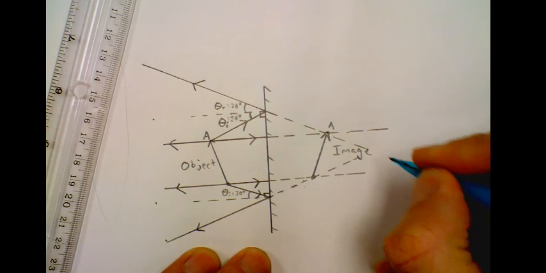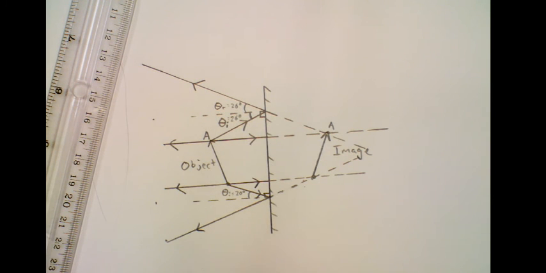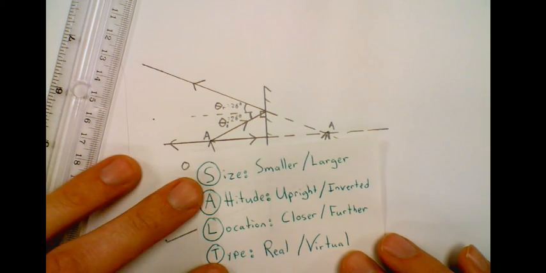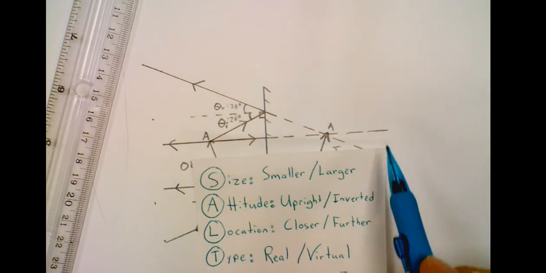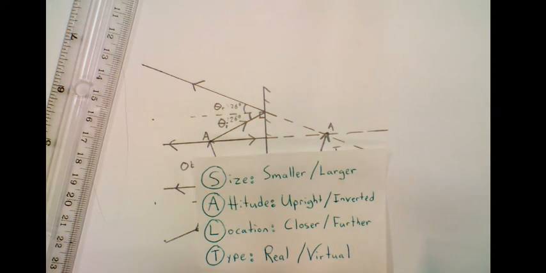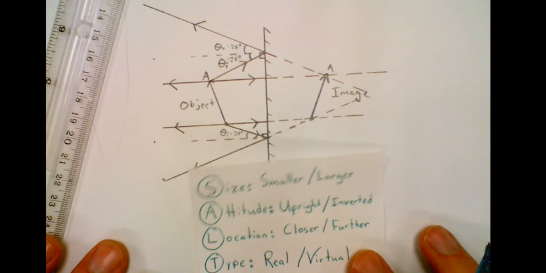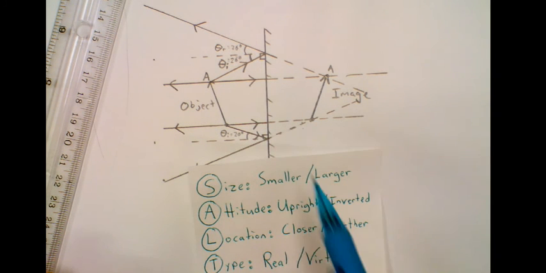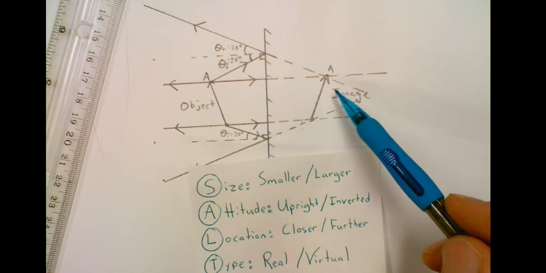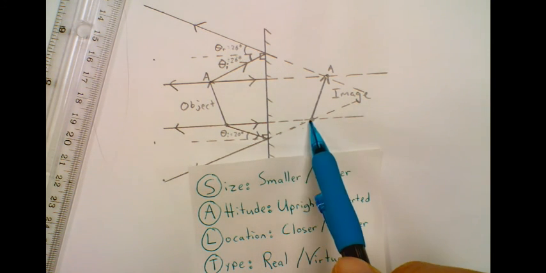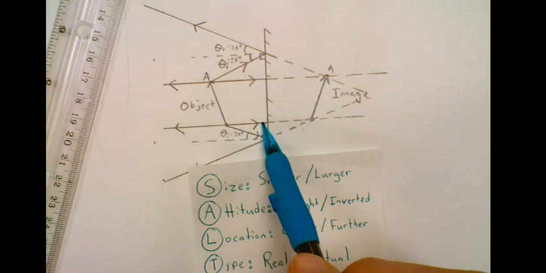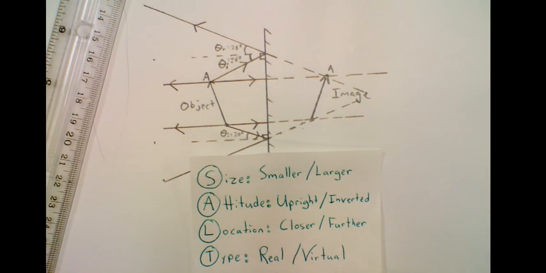To help us better understand this image, we can think of its properties. So here are the properties that we're going to be looking at. S for size. Is the image smaller or larger than the object? Attitude is a physics term, and it means is this upright or inverted compared to the object. Location is looking at the distance from the mirror. Is this distance closer or further than the object to the mirror? And type, is it real or virtual?